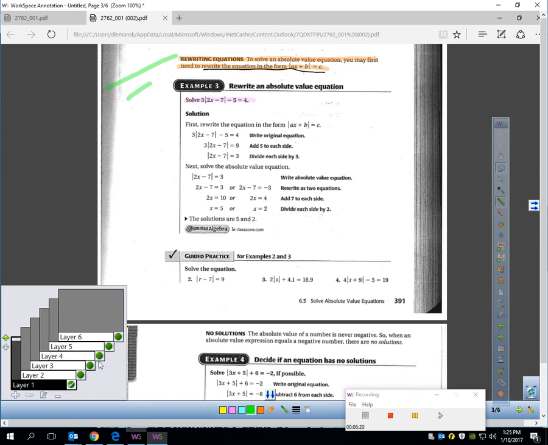In this problem, do you notice the absolute value is not by itself? Let me take my pen and circle here. Do you notice this absolute value is not on the left side of the equal sign by itself? I have this 3 here and I have the minus 5 here. I do not want the 3 and the minus 5 on the same side of the equal sign. The absolute value isn't isolated.